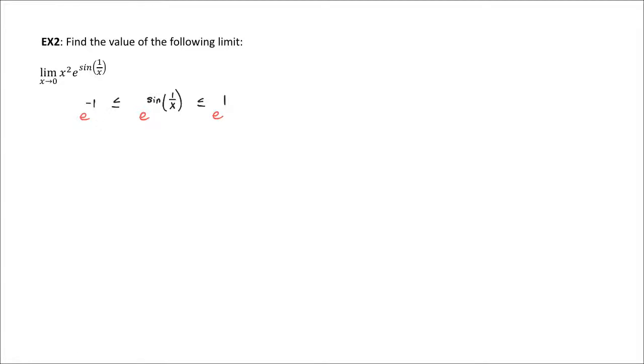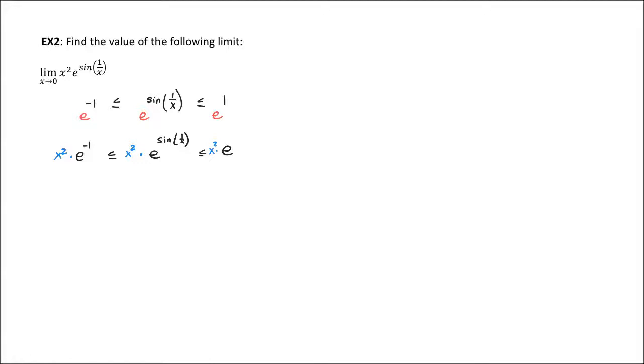Let me rewrite this nicely over here as e to the negative 1 is less than or equal to e to the sine of 1 over x, less than or equal to e. Now, take a look. Do you have the function? No, you still don't have the function. What I'm missing here is x squared. Well, not a problem. Easily fixed. If I multiply every part of the inequality by x squared, I don't violate anything at all.